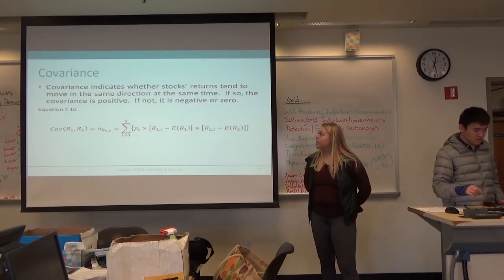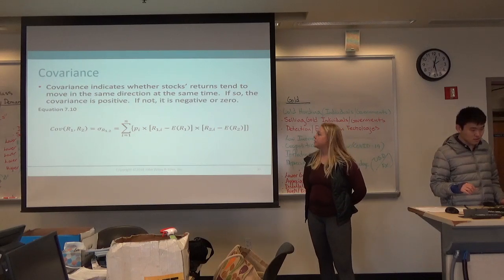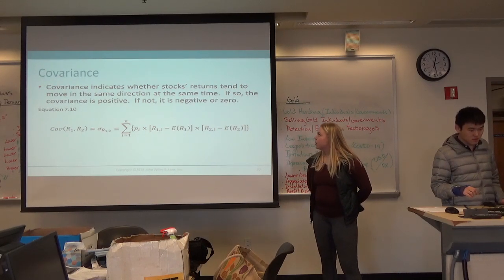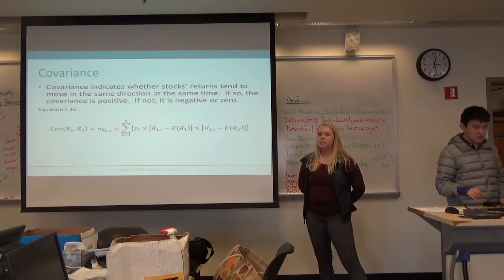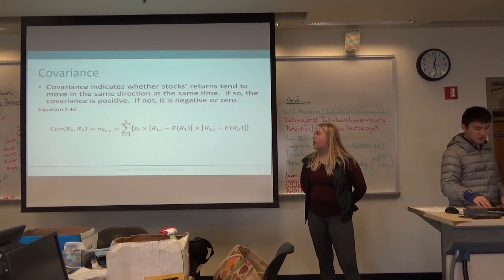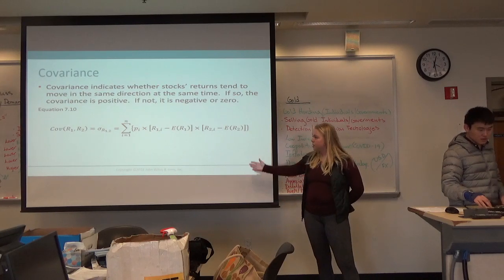And again, covariance, this is also in a pretest. So this indicates whether stocks' returns tend to move in the same direction at the same time. If it does, then the covariance is positive. If not, it's either negative or zero. That's the equation.